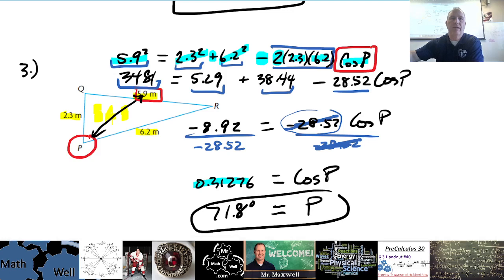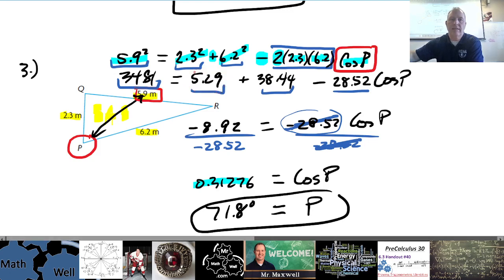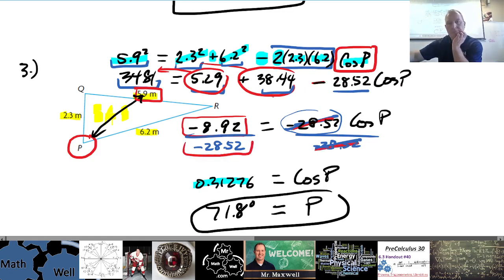Now what you see is that it's easy to take this side length over there to the other side and this side length over there to the other side. And so you have 34.81 minus 5.29 minus 38.44 to get this value. And then I'm left with a negative 28.52 cos P, and I divide by negative 28.52. Excuse me, both sides. And that leaves me with cos P all by itself, and this division gives me this number.